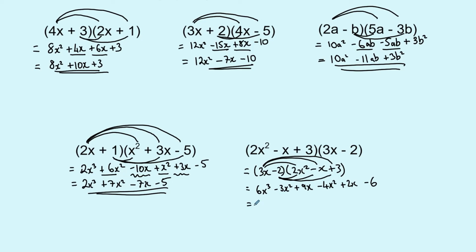And then on to collecting like terms. Again, we've only got one cubed term, 6x cubed. We've got a minus 3x squared and a minus 4x squared, so minus 7x squared. A plus 9x and a plus 2x, that's plus 11x, and our number at the end, minus 6. So that's how you multiply out double brackets.